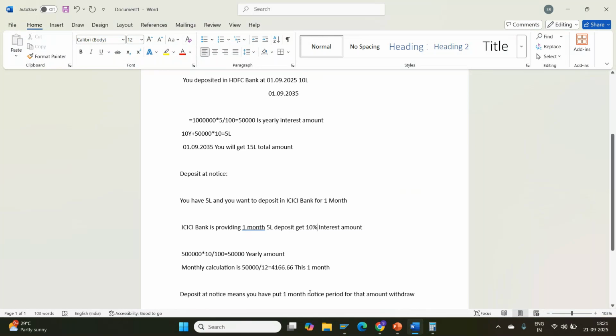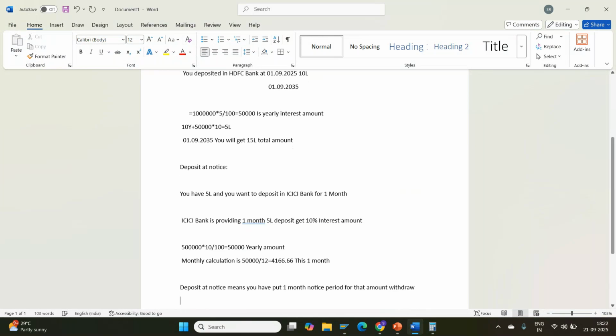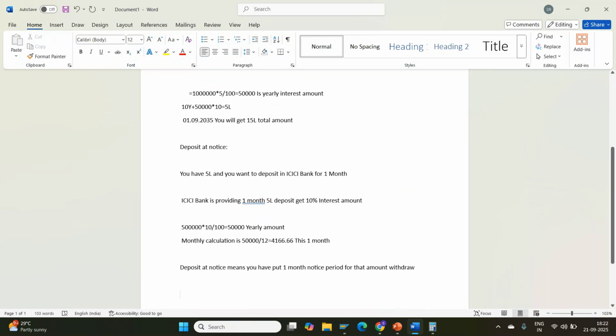You have to put a 1 month notice period in that bank. Within 1 month, you cannot withdraw that amount. That is called a deposit notice. Generally it depends bank to bank how many days. Yes, there is a notice period. This is the second point in the money market.